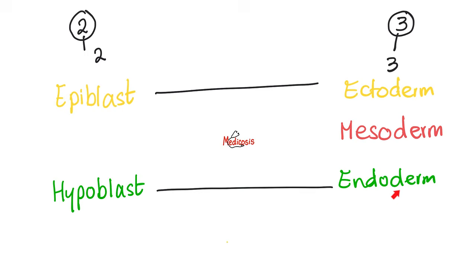The word endo means on the inside. This is going to give you your guts. And the word ecto means on the outside. This is going to give you the epidermis of your skin.